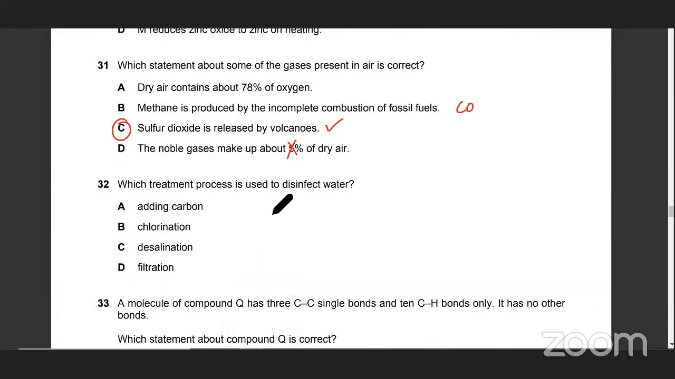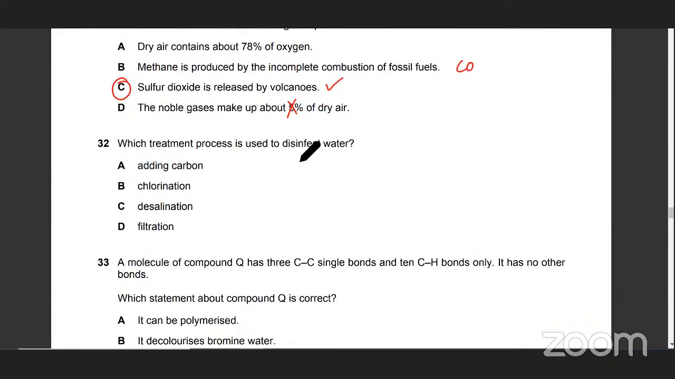अच्छा, which treatment process is used to disinfect water? Disinfect. क्या डालते हैं इनमें से? Chlorination. ठीक है, that's going to be chlorination. Remember कि टेस्ट किस तरह improve करते हैं? टेस्ट improve करने के लिए क्या करते हैं? Carbon. ठीक है, add carbon और charcoal. उसमें फिर salts किस तरह remove होते हैं?